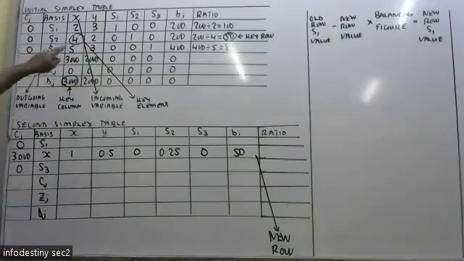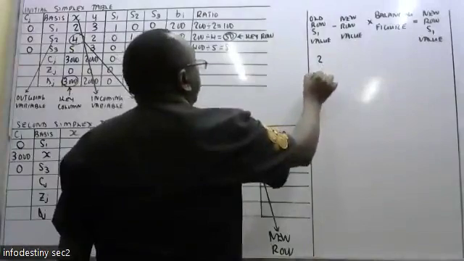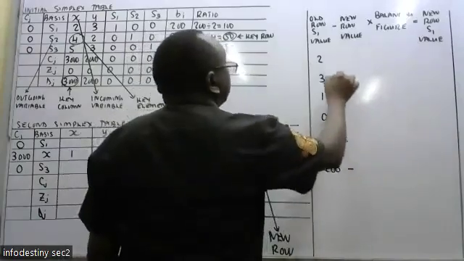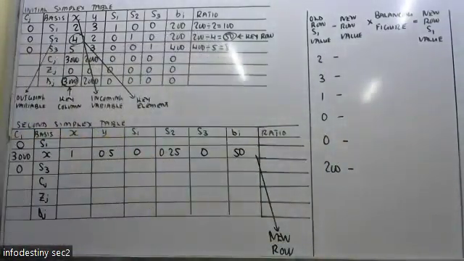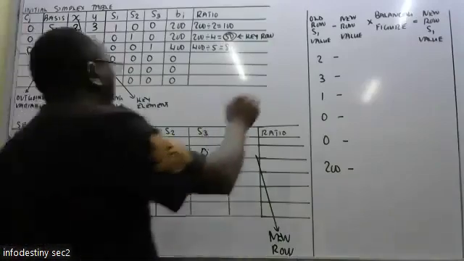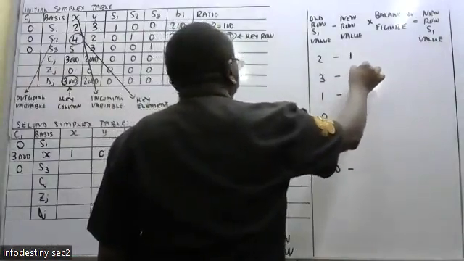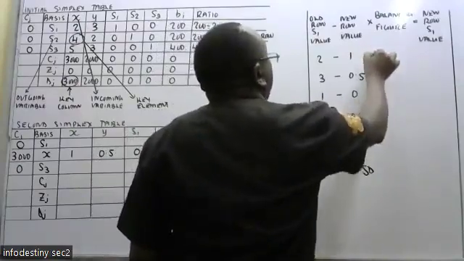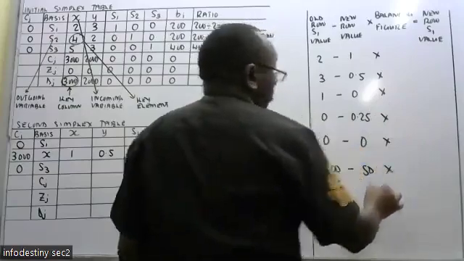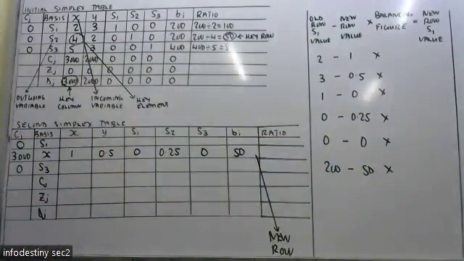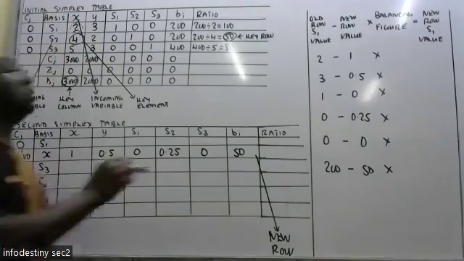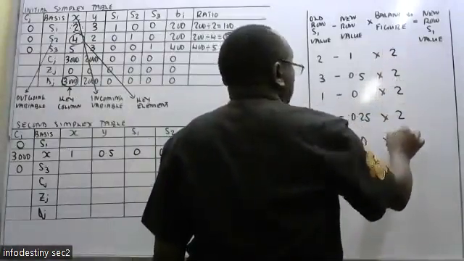Okay, let's go to the old row S1. The values are 2, 3, 1, 0, 0, and what? 200. Then you say minus. That's how you minus, you bring the new row. The new row has 1, 0.5, 0, 0.25, 0 and 50. Then you say times the balancing figure. Now the balancing figure is the figure at the intersection of the old row we are dealing with and the key column, which is these two. That's 2. So this is 2, 2, 2, 2, 2, 2.